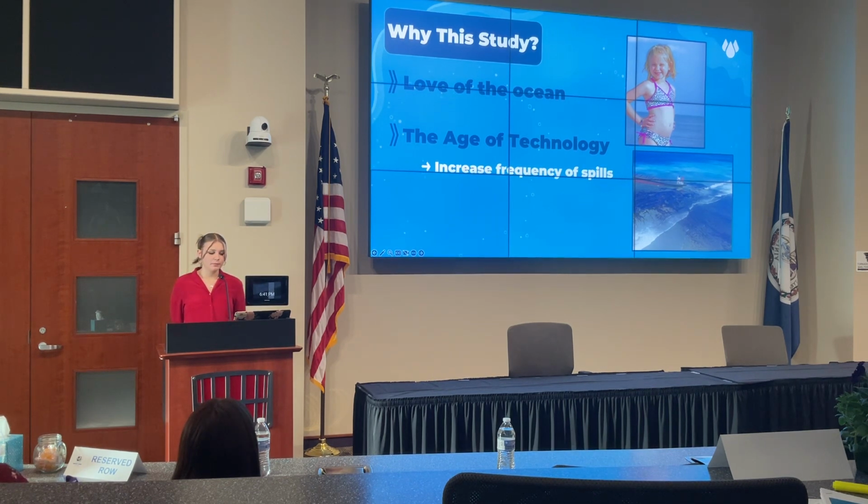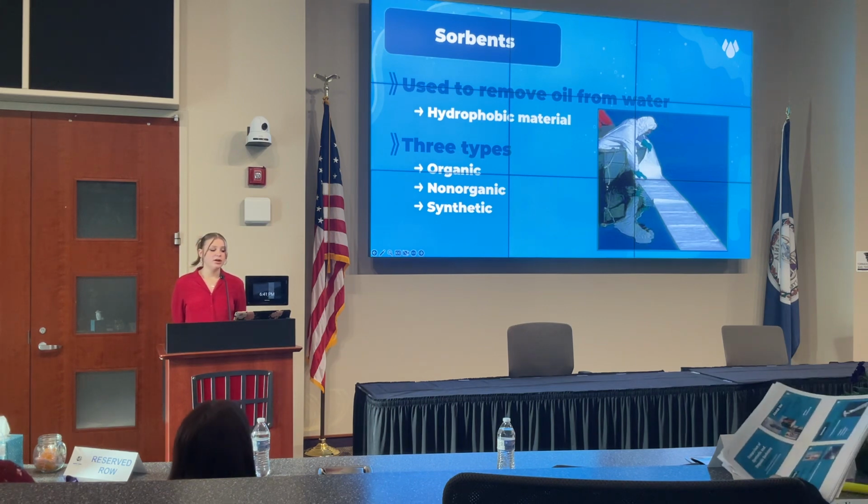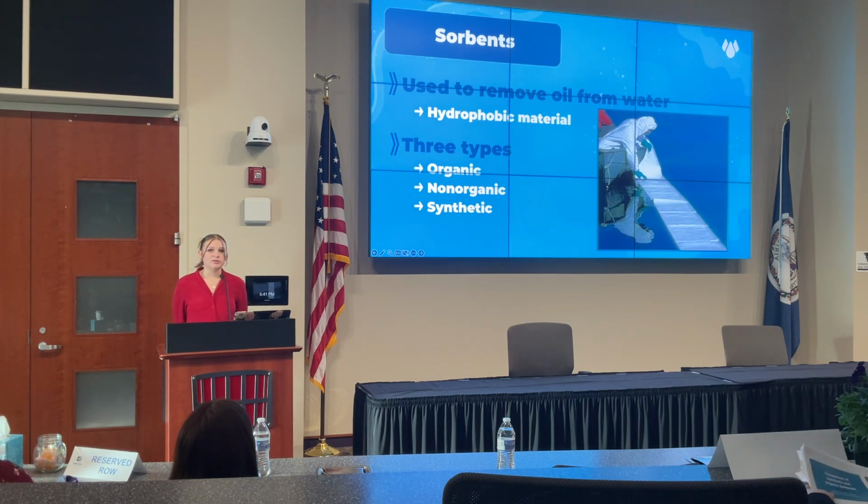time. When I started my literature review, I first had to answer the question, what is a sorbent? A sorbent is a hydrophobic material used to remove oil particles from water and leave only the water in the organisms left behind. There are 3 main types: organic, non-organic, and synthetic.